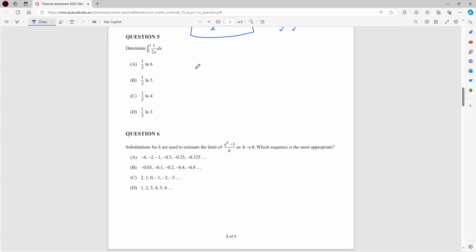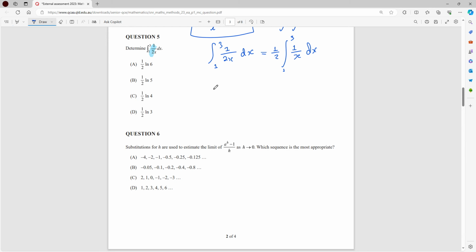So determine the integral from 1 to 3 of 1 over 2x dx, okay? So this one here, we know it's going to be a natural log, so what we can do straight away is take out the half out the front. So we can take out that half. So the integral from 1 to 3 of 1 on 2x dx is equal to 1 half integral of 1 on x dx. And then we have 1 and 3 as your bounds.